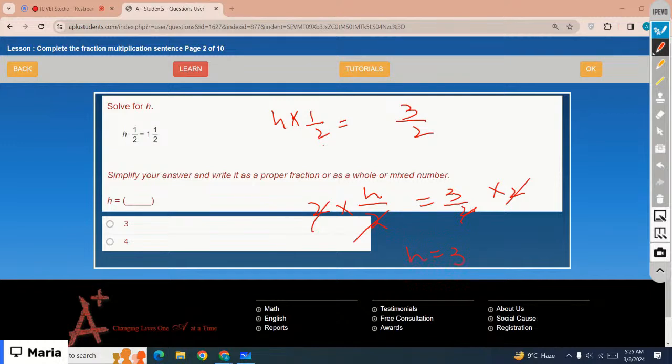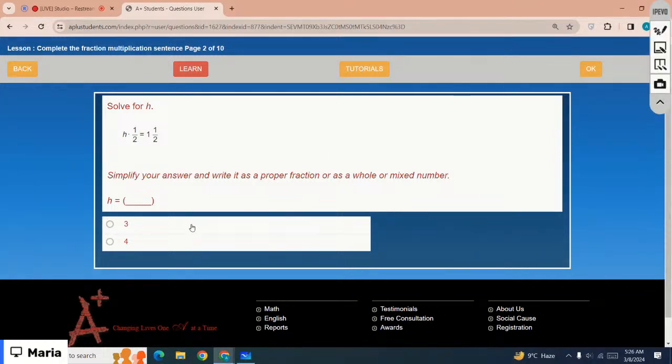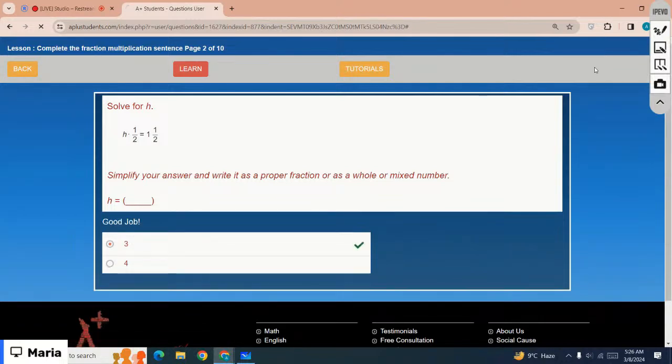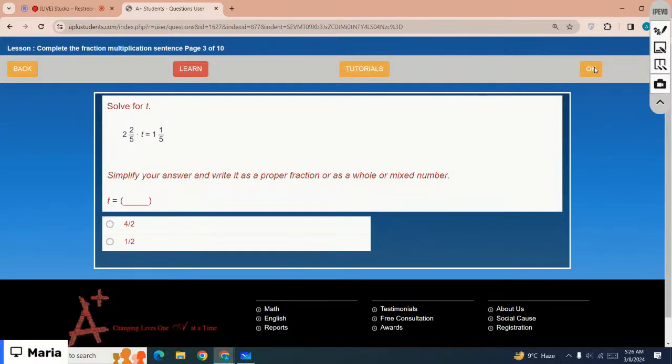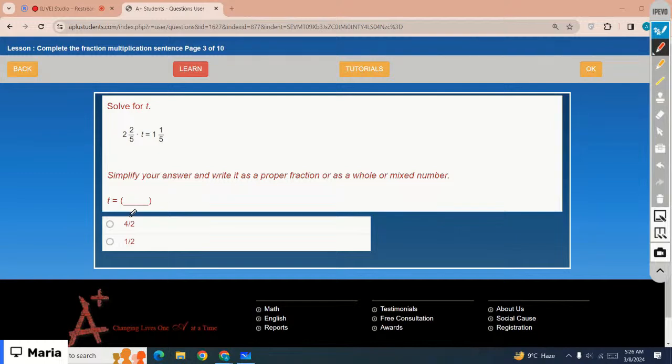The correct option is h equals 3. Okay, the next one is 2 whole 2 by 5 times t equals 1 whole 1 over 5, right? So 5 times 2 is 10 and 2, 12 over 5 times t equals 5 times 1 is 5 and 6 over 5, right? So this is multiplying here.